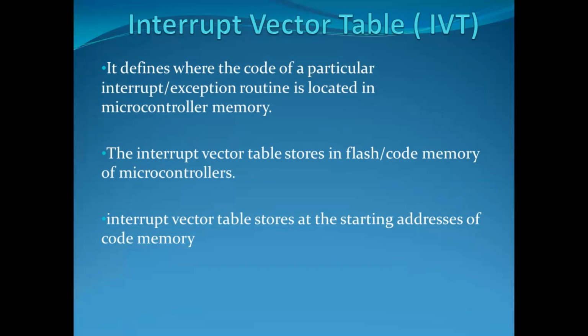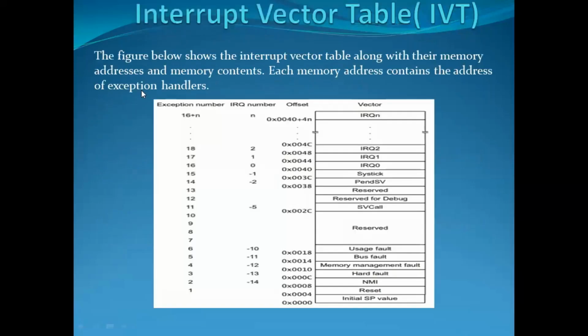is stored at the starting address of the code memory, because the microcontroller has 154 total exceptions, including the system and simple exceptions. Therefore, our vector table contains 154 entries. The first two are the stack pointer and the address of the reset handler function. The figure shows an interrupt vector table along with its memory addresses and memory content.